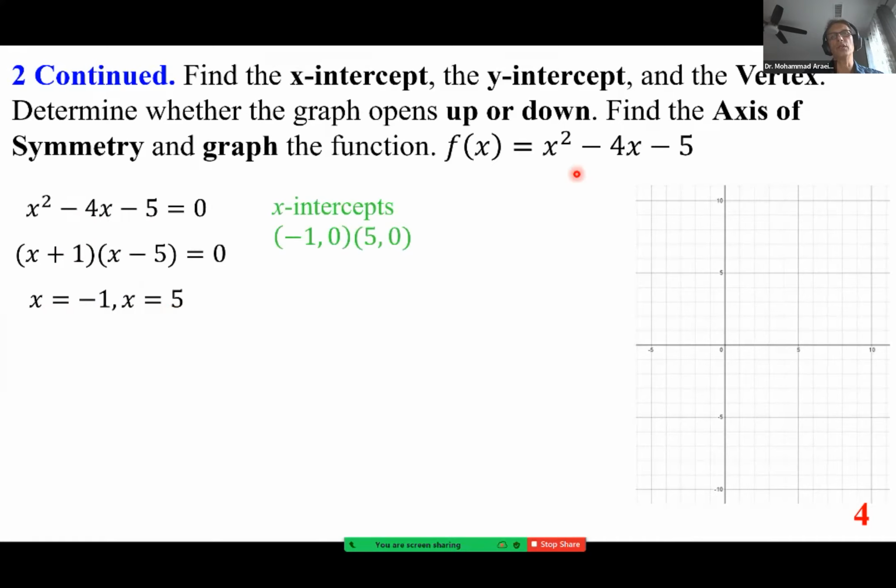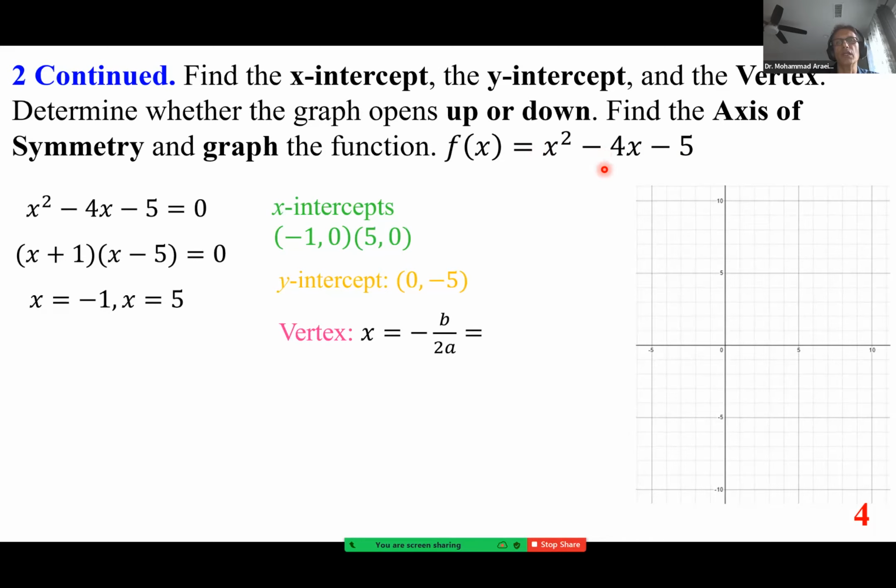And for the y-intercept, if you replace the x with 0, you get 0 minus 5. So those are 3 important points we got. The vertex, x is minus b over 2a. Remember, a is 1, b is -4, and c is -5. So minus b is negative of negative 4, over 2 times 1, and the negatives cancel each other, and we get positive 2.